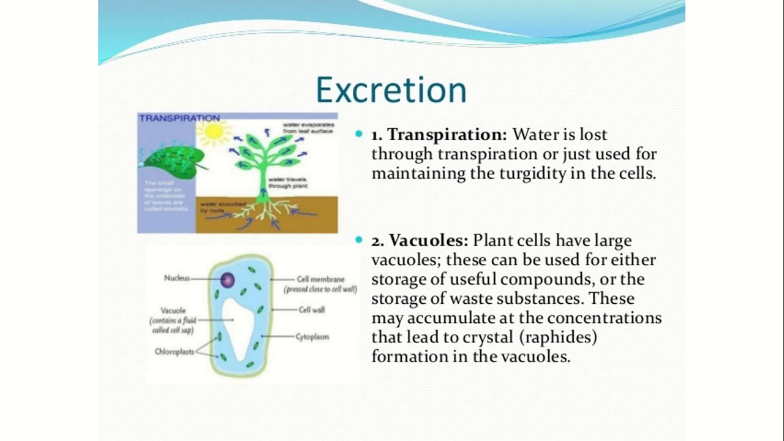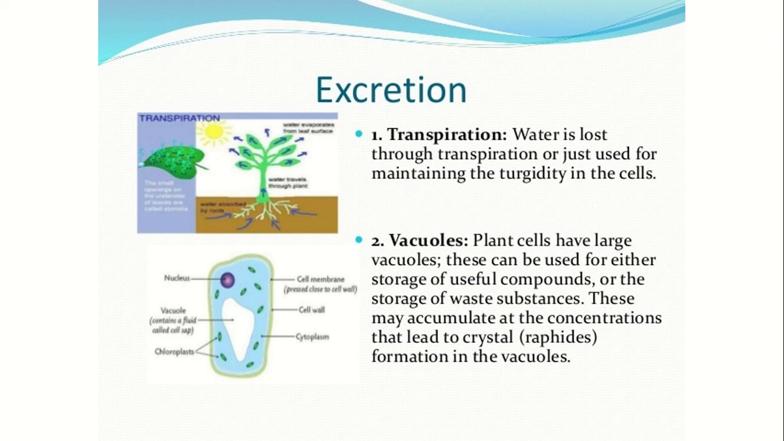Now let us know what are the different methods used by plants for excretion. First is transpiration. Here water is lost through transpiration or just used for maintaining the turgidity in the cell. That is, by transpiration the plant gives out the excess water content in its body.